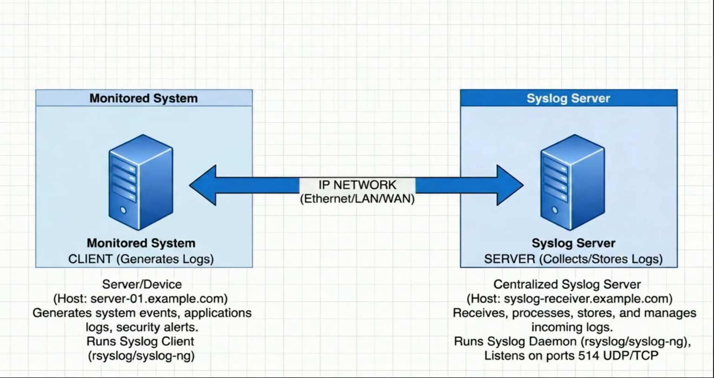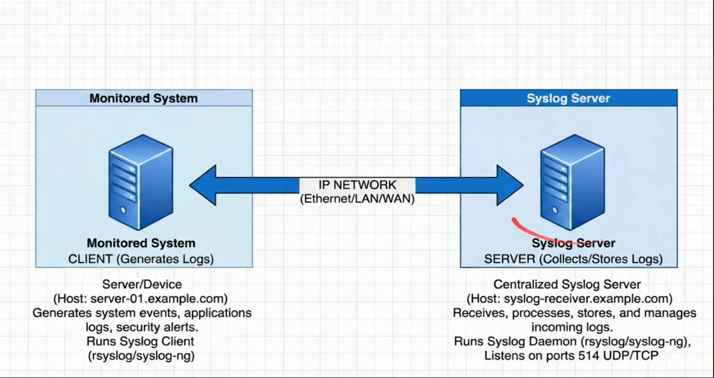And here we have a graphic showing how Syslog will work. On the left here, we have a monitored system. This is the system to be monitored, so we call it a client, and it generates logs. And just as an example, this host name is server-01.example.com. It generates the system events, the logs, whatever, and it runs the Syslog client. So that's known as the client. It's the system to be monitored.